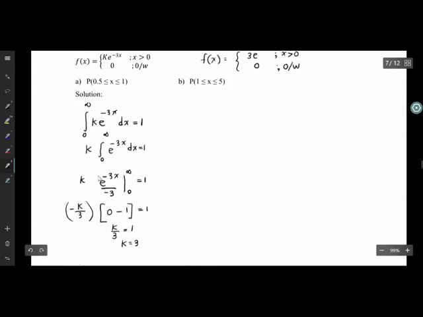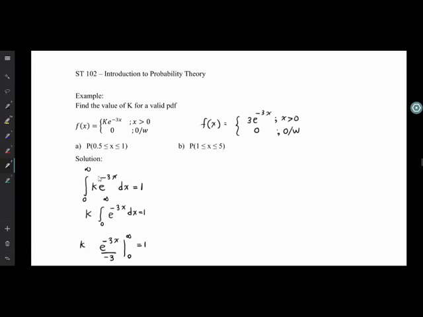Okay, so OW for otherwise. Now we have the value of k. Now let's try to calculate the given probabilities. You need the probability from 0.5 up to 1. So let's integrate from 0.5 up to 1, 3 e to the negative 3x dx.